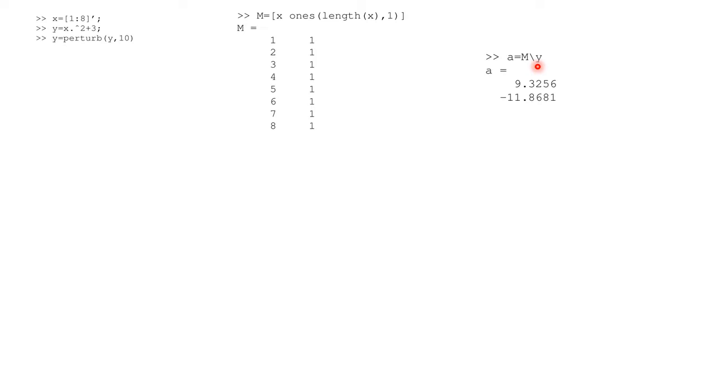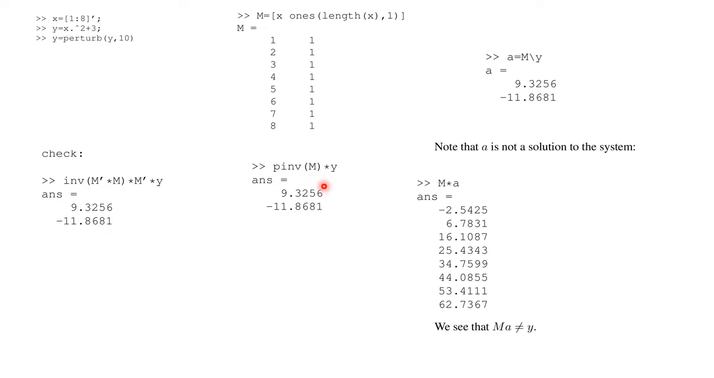This A is not such that MA actually equals y. It's such that MA minus y is as small as possible, so the norm of MA minus y is a minimum. So we can get it by the backslash operator, or that's exactly the same thing, the pseudo-inverse. That's the MATLAB function pinv. And we notice that MA is not exactly y, but MA is as close as possible to y.